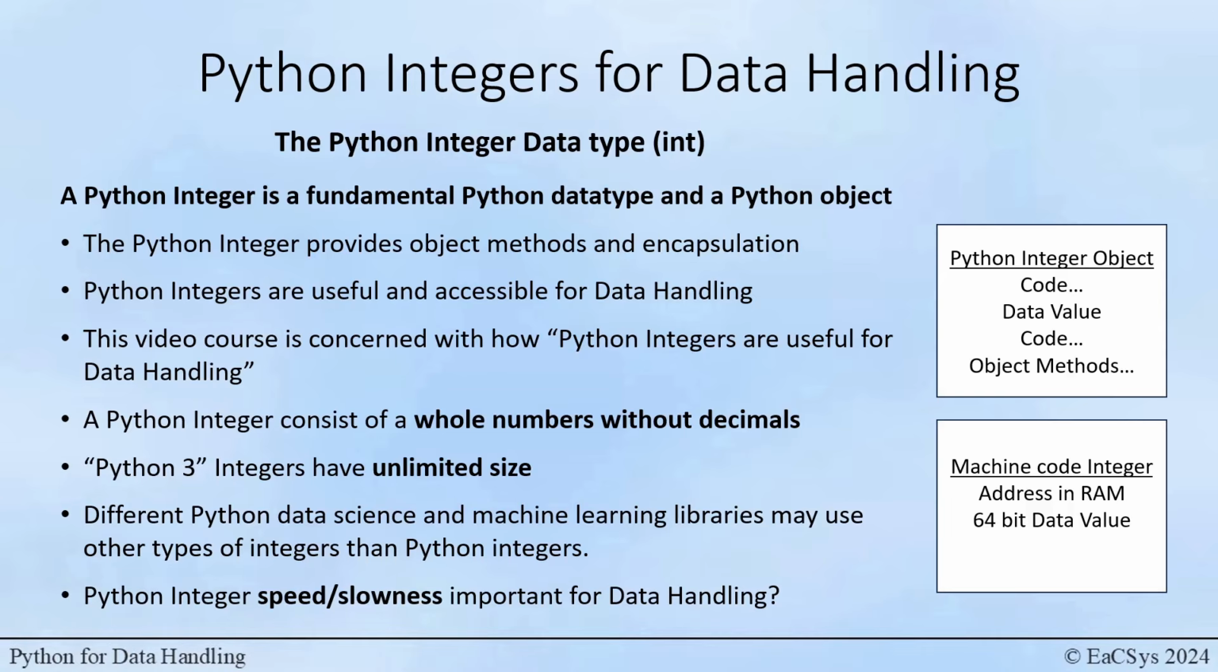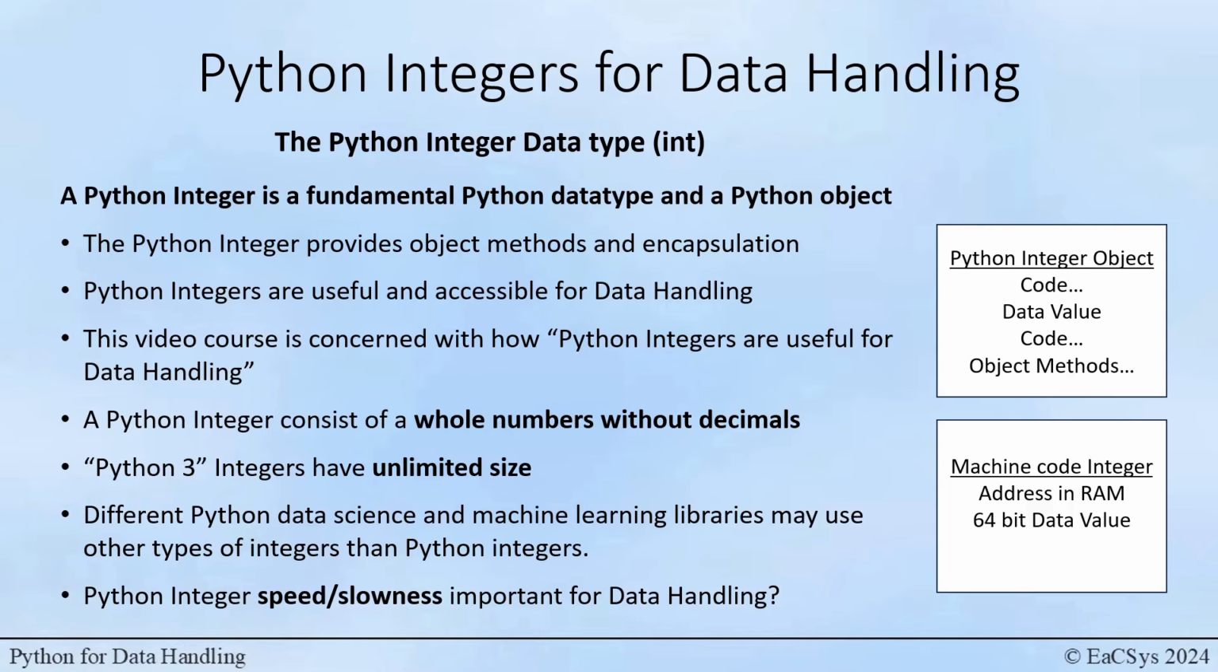Different Python data science and machine learning libraries may use other types of integers than Python integers. And this is mainly due to speed, as a Python integer is much slower than an integer which directly can be fed into a machine 64-bit coded library. And it is therefore important to know your integers and libraries.